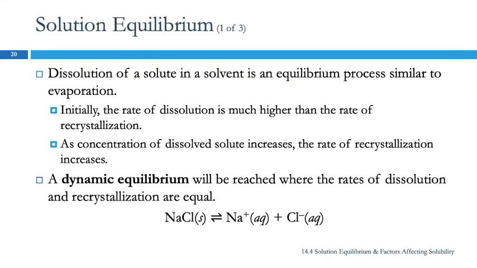So dissolving a solute into a solvent is an equilibrium process, similar to evaporation. Evaporation was an equilibrium process. So what we see initially is the rate of dissolving is much higher than the rate of recrystallizing, because you can't have any compound recrystallizing if there aren't any ions dissolved in the first place. But as the concentration of dissolved solute increases, then the rate of recrystallization increases. And at some point, those two rates will become equal to each other, and we get a dynamic equilibrium.